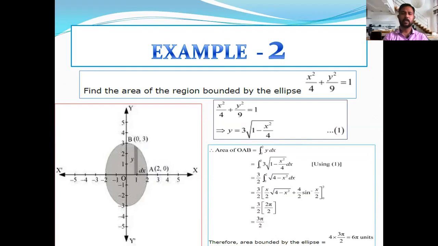Using the formula, integral root of a square minus x square dx, which is x by 2 root of a square minus x square plus a square by 2 into sine inverse x by a. Under the limits, you have the result as 3 pi by 2, which is the area of that region in the first quadrant only. Therefore, the area bounded by the ellipse is 4 times what we got, 3 pi by 2. Answer: 6 pi units. So in case of such symmetric figures, you find the area of any one region multiplied by the number of same regions.